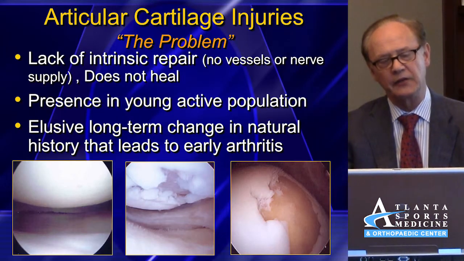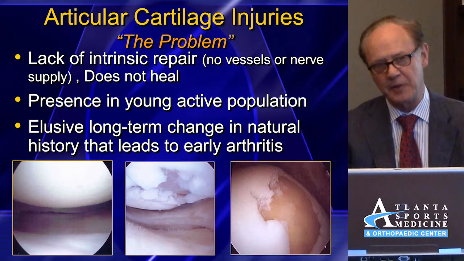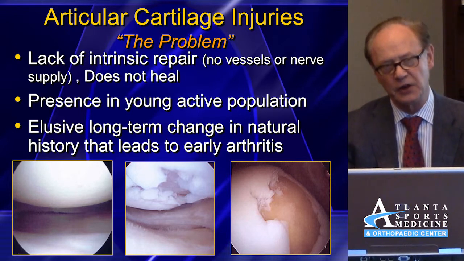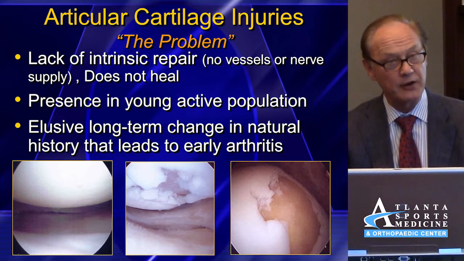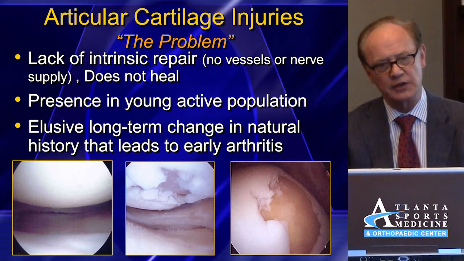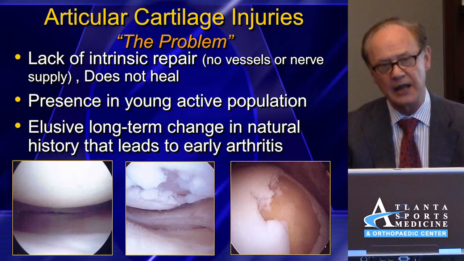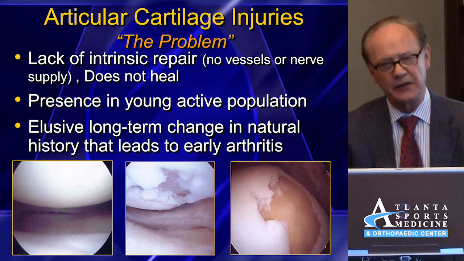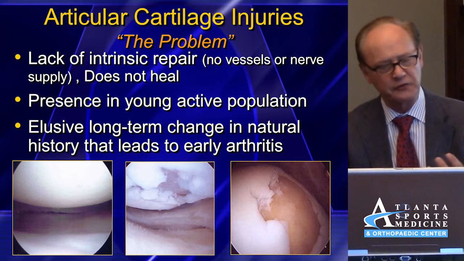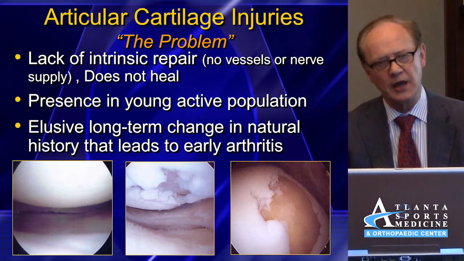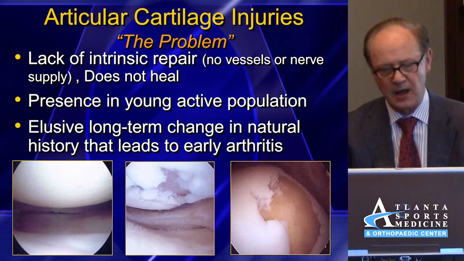Now, the problem is there's no intrinsic repair of the articular cartilage. When articular cartilage gets hurt, or has a divot like a pothole in the road, articular cartilage has no blood vessels, it has no nerve supply, and so it really doesn't heal. There's no healing pump that occurs in this articular cartilage because the cells and the matrix turn over so slowly that they just really can't elicit any kind of a response.